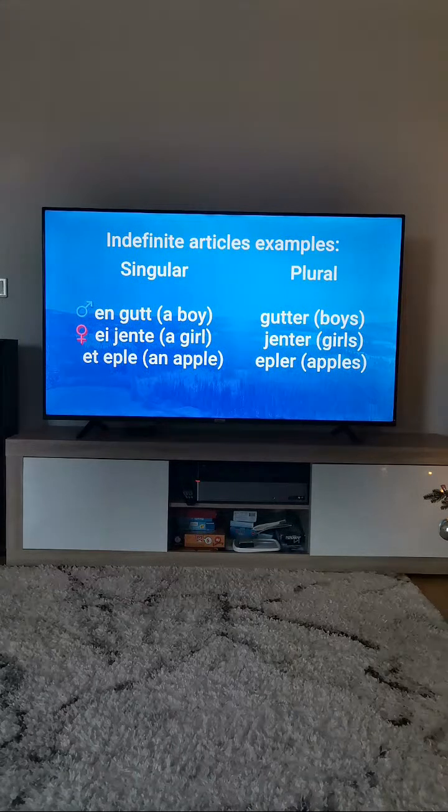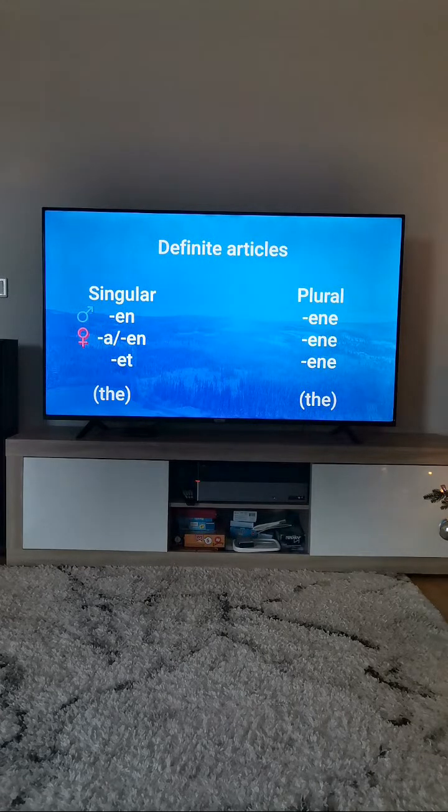Here we have some examples to show you, and I'll just say these out loud. En gutt, ei jente, et eple, gutter, jenter, epler. Yeah, and that's the indefinite article. It's pretty straightforward, I think. And now let's move on to the definite articles.